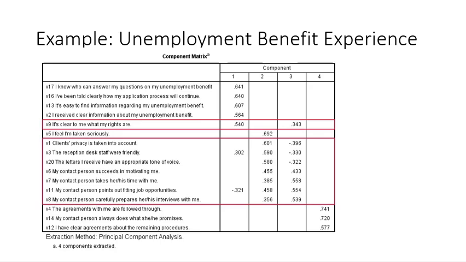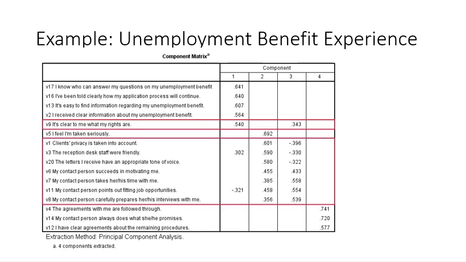And so the researcher might say that these four items on the questionnaire: number 17, I know who can answer my questions on my unemployment benefit. Number 16, I've been told clearly how my application process will continue. Variable 13, it's easy to find information regarding my employment benefit. And variable 2, I received clear information about my unemployment benefit. Those four went together. High scores on one tended to go along with higher scores on the other. It's the first component, it's a strong component, and the researchers would want to give it a name, and maybe they would call it information provision.